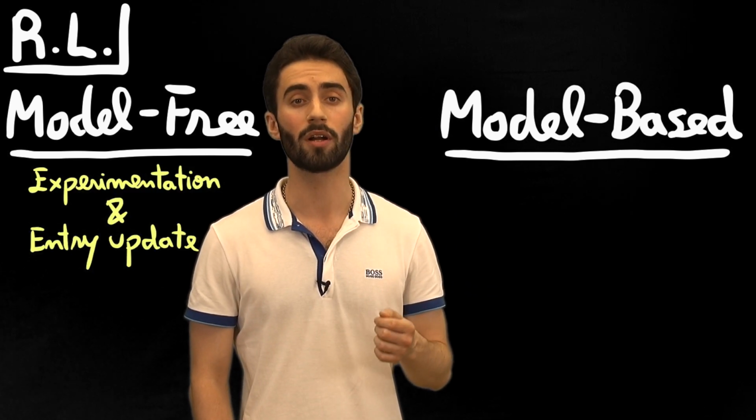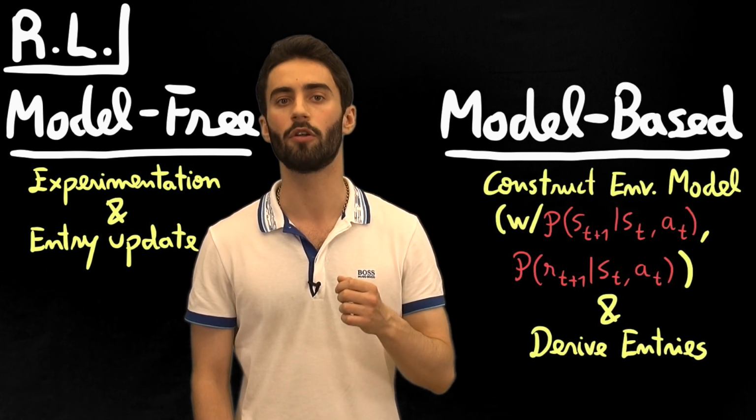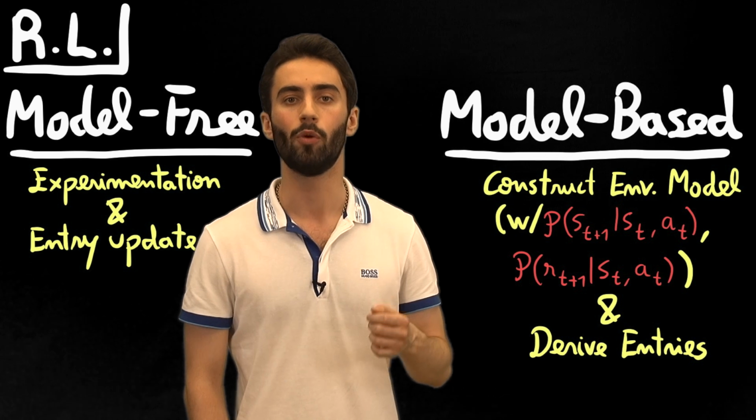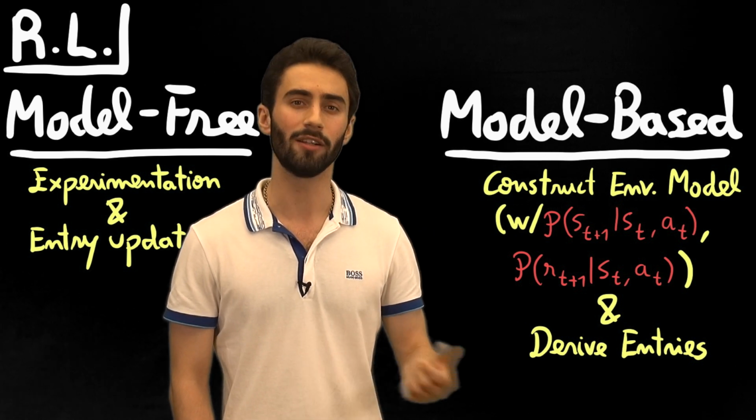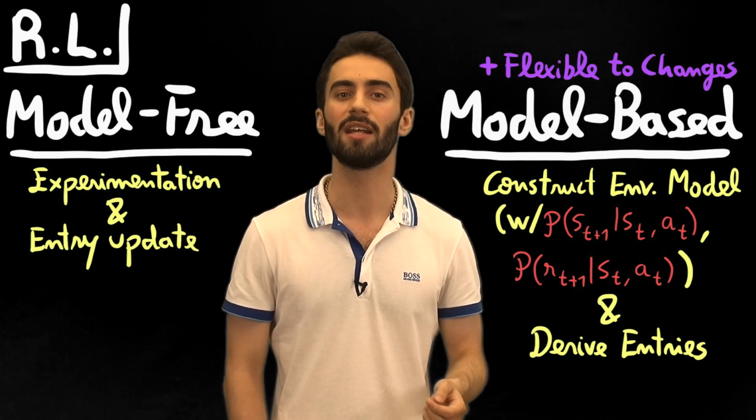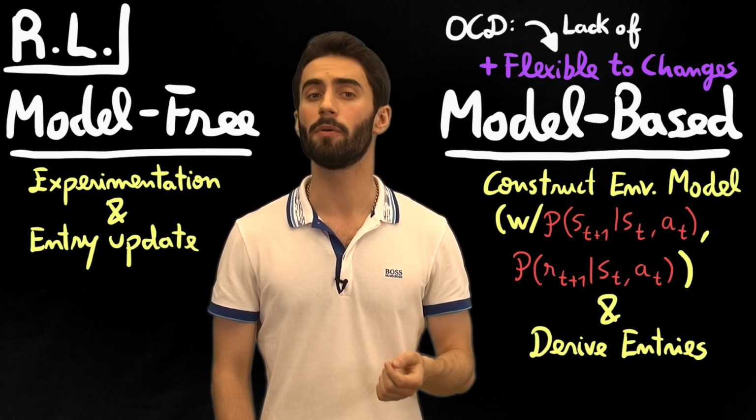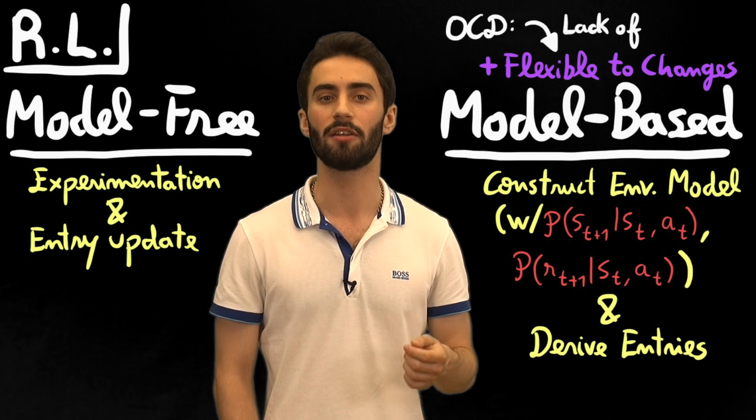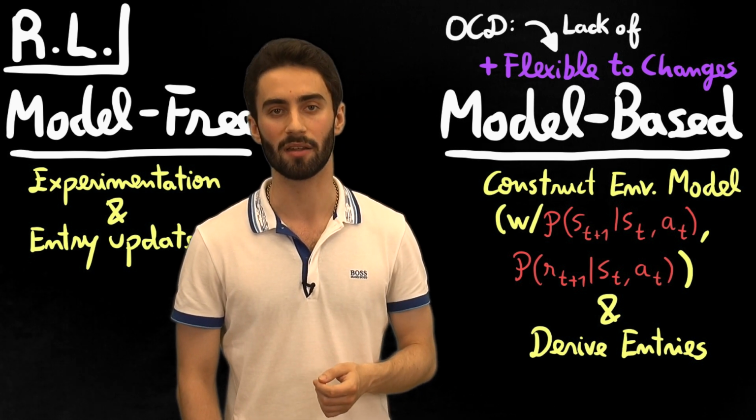The former works by simple experimentation and entry update. The latter involves constructing a model of the environment with state transition functions and reward probabilities, only then deriving the value function entries. Model-based learning tends to be more flexible to environment changes, and obsessive-compulsive disorder is classically associated with a lack of it, with a model-free over model-based imbalance.